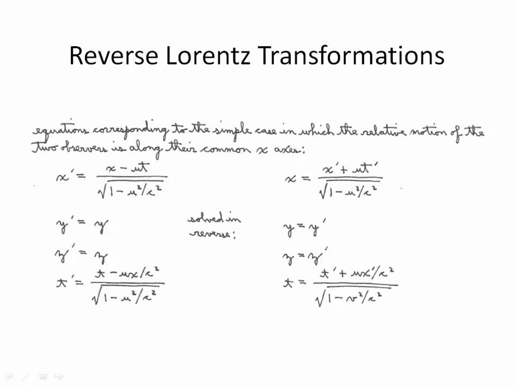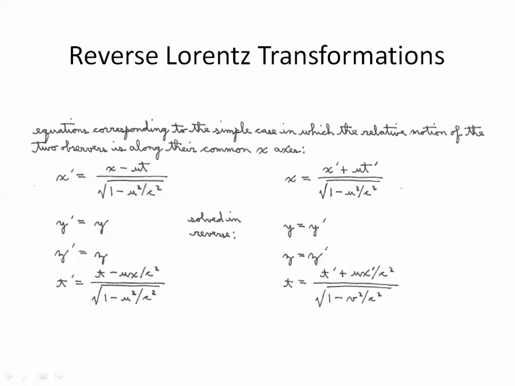This slide summarizes the Lorentz transformation equations for position and time on the left. These are the same transformations from S to S prime. This slide also summarizes the reverse Lorentz transformations for position and time on the right. These reverse transformations are from S prime to S.